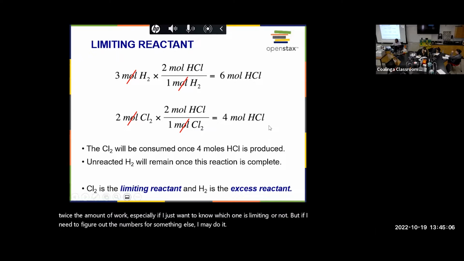Okay, so if I wanted to figure out my product, then I could just go ahead and figure out my product for each one. So if I start off with 3 moles of hydrogen gas, we know that the ratio of hydrogen gas to hydrogen chloride gas is 1:2. So then I use that ratio, multiply it across. So I will make 6 moles of hydrogen chloride gas. If I start off with the chlorine, I'm going to make 4 moles of the hydrogen chloride gas. So we can clearly see that the chlorine is going to be the limit, right? Because it makes less hydrogen chloride gas.